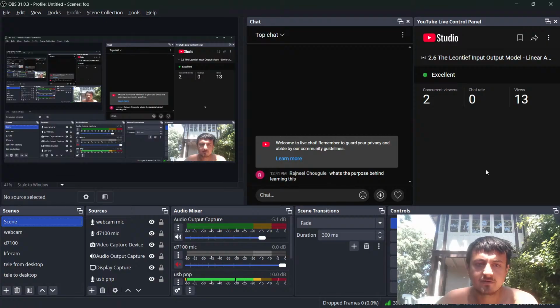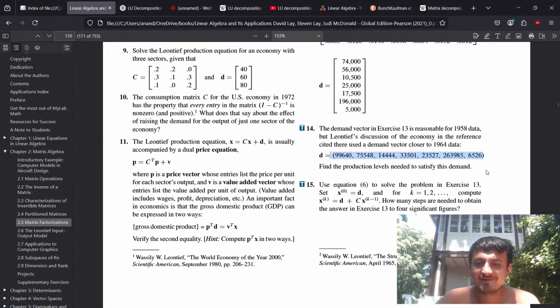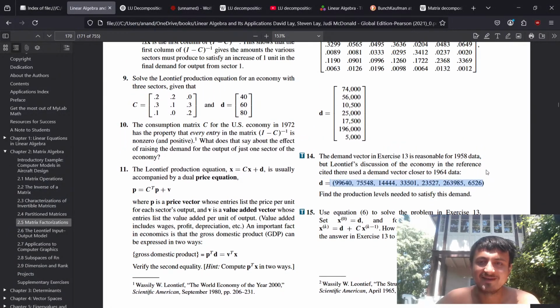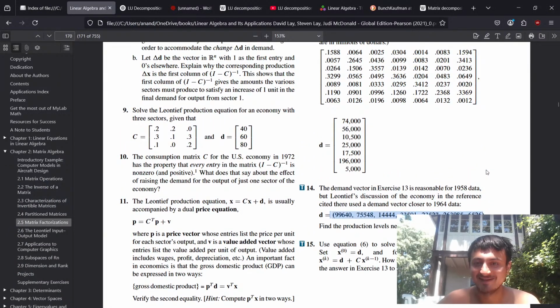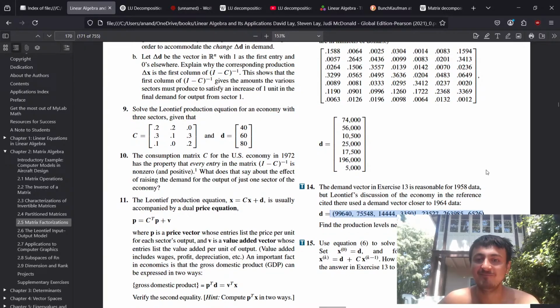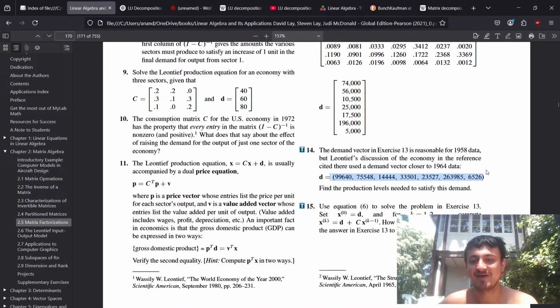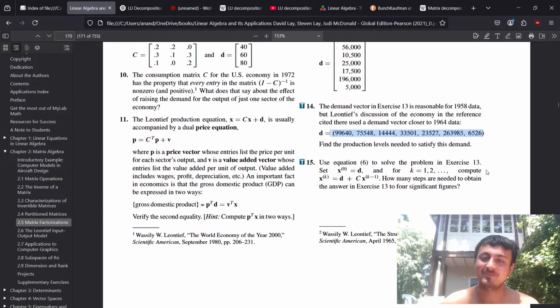What's the purpose behind learning this? I don't know, bro. I mean, it can't get more applied than this, figuring out how much to produce for each sector to balance prices. I don't know how much more obvious of an application, it's just funny, dude.